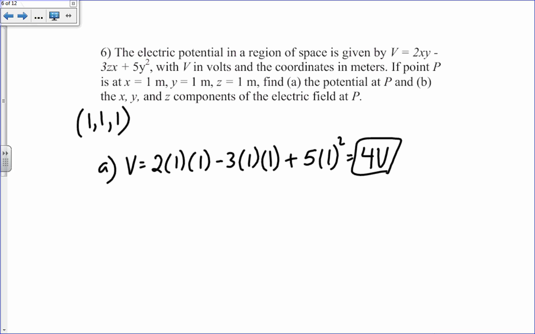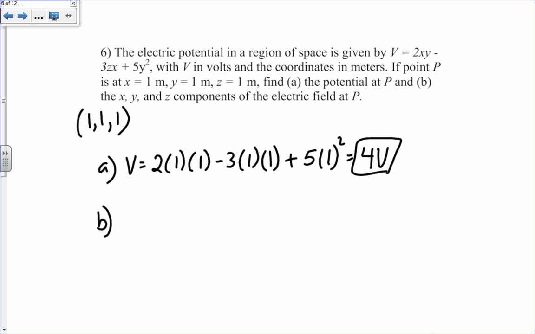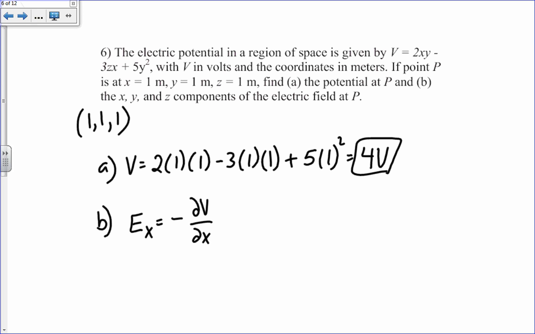Now I want to find the electric field. Remember, the electric field we can find from the potential. The electric field is dependent upon the derivative of the potential. In particular, Ex is equal to the negative of the partial derivative of V with respect to x. Remember, when you're taking the partial derivative, you just look at the term and you imagine that everything but x in this case is a constant.